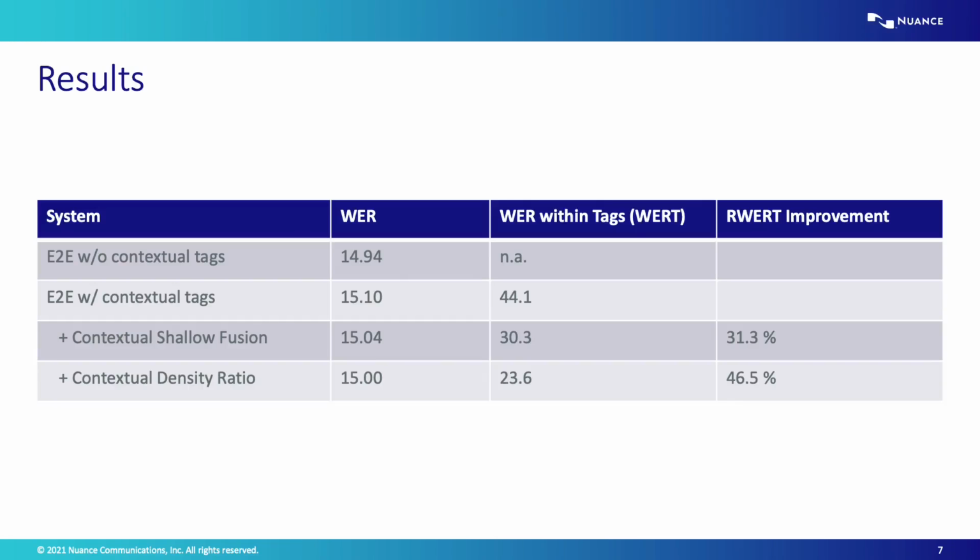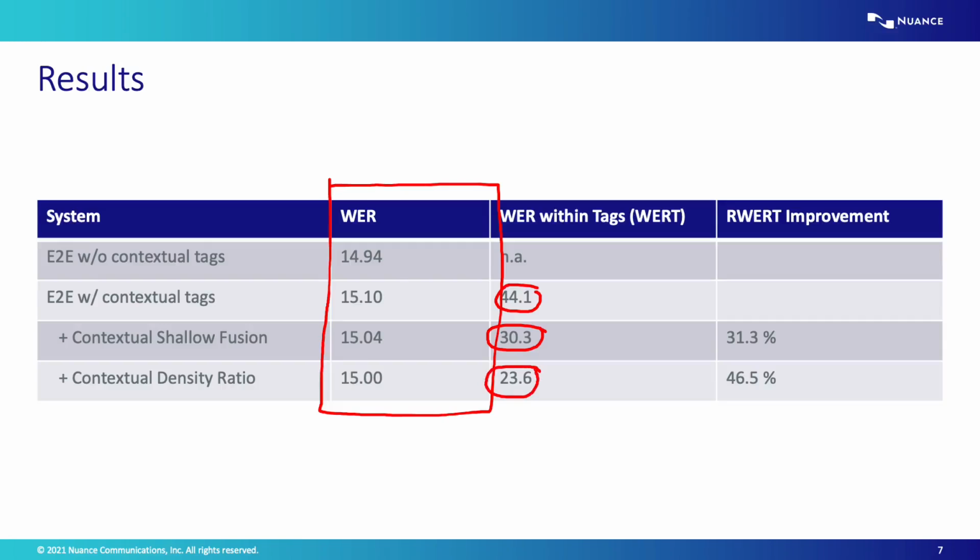We apply the proposed techniques to an internal task where we wanted to improve the name accuracy recognition. All the systems that we built in this task obtain a very similar error rate within noise range, and the baseline obtains a 44.1 error rate within the name tags that can get improved down to 13.3 if we use standard shallow fusion, and when extending that with contextual density ratio, we improve that down to 23.6.